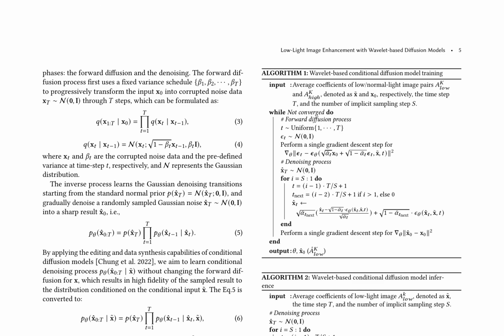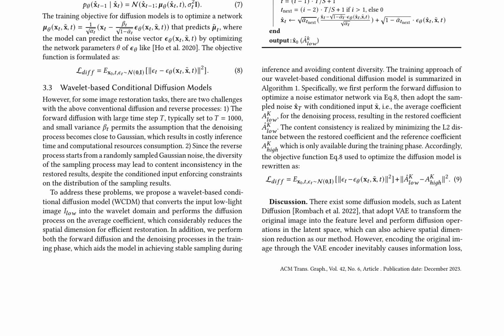The proposed wavelet-based conditional diffusion model, WCDM, addresses the limitations of conventional diffusion models in low-light image enhancement. By converting the input image into the wavelet domain and performing the diffusion process on the average coefficient, WCDM reduces spatial dimension for efficient restoration. It also adopts both forward diffusion and denoising processes in the training phase, ensuring stable sampling during inference. The training approach is summarized in Algorithm 1, which involves optimizing a noise estimator network via a loss function that combines the diffusion objective function and a content loss function.